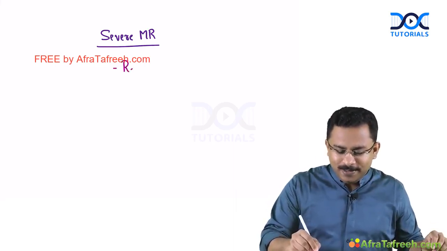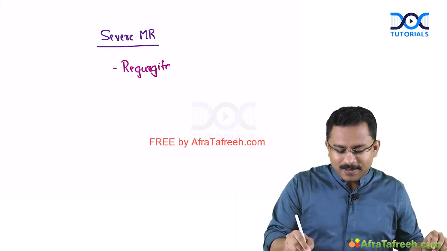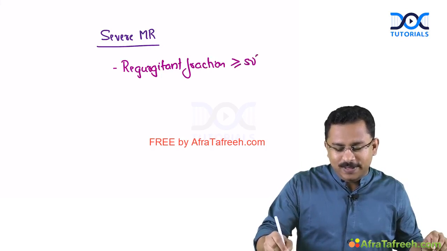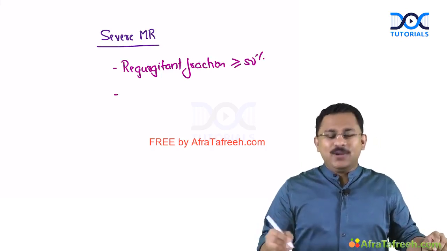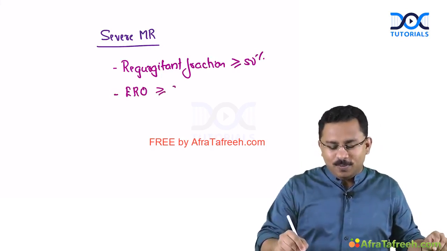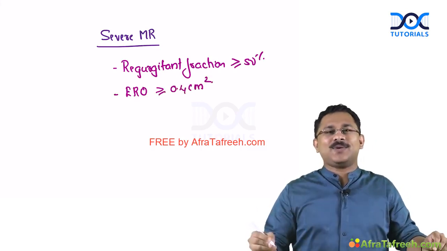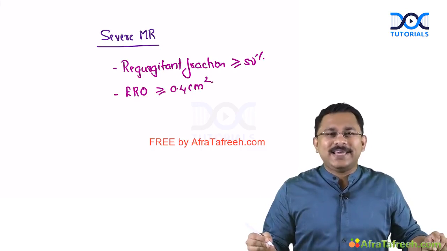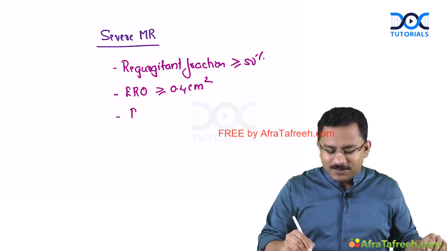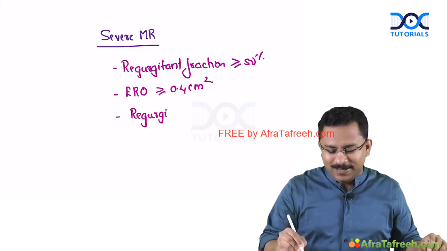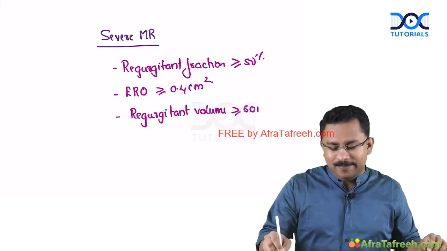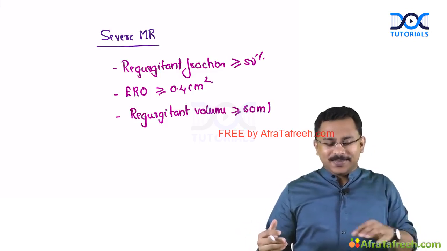Point number one, regurgitant fraction more than or equal to 50%. The second point, when you get the effective regurgitant orifice area, which is more than or equal to 0.4 centimeter square, and the regurgitant volume is more than or equal to 60 ml. Okay. So this is when you say this is a severe MR.